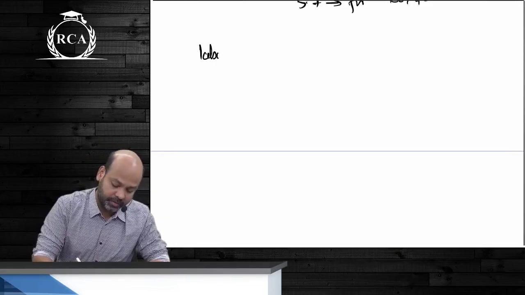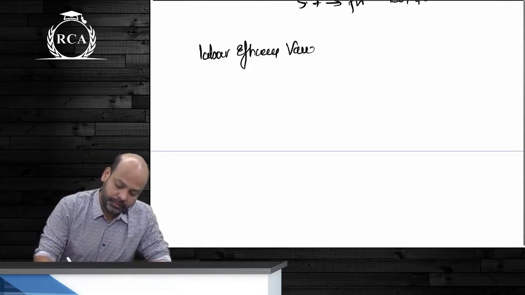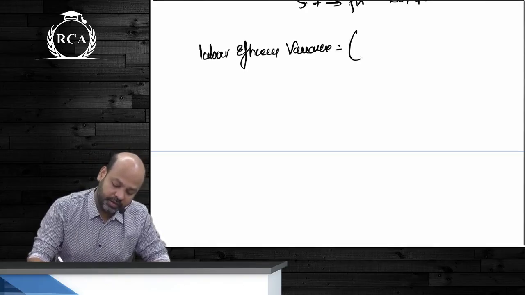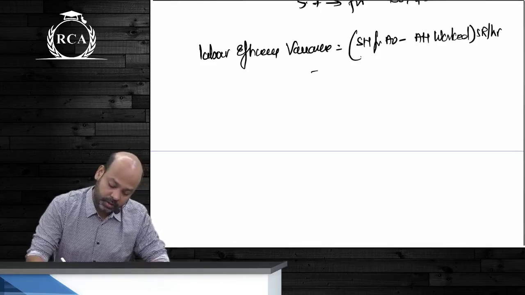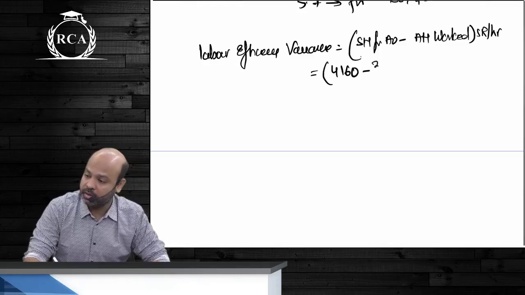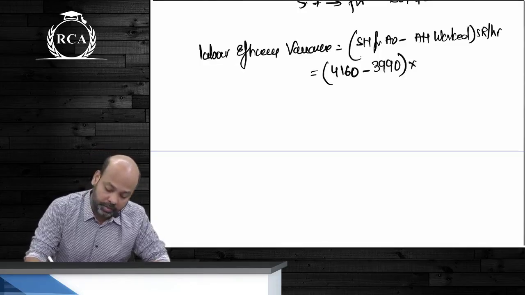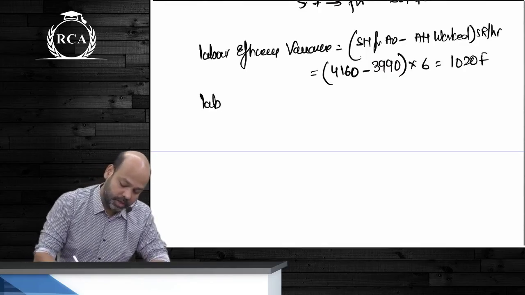How much is labor efficiency variance? Labor efficiency variance, guys, will be standard hours for actual output minus actual hours worked multiplied by standard rate per hour. How much are the standard hours for actual output? 4160. Actual hours worked, 3990, multiplied by 6 rupees. How much is this? 1020 favorable. And then comes labor idle time variance.